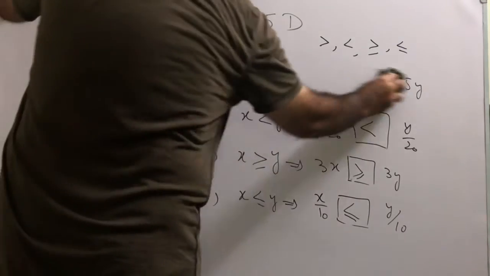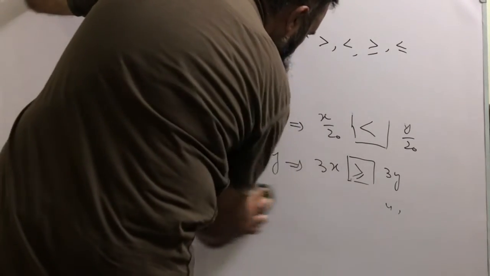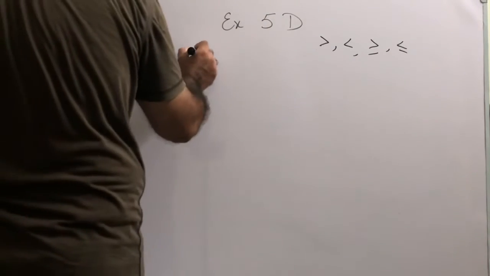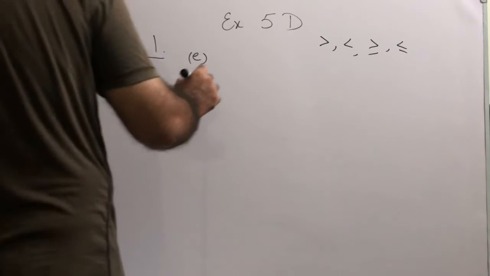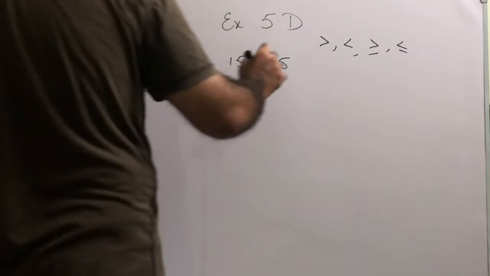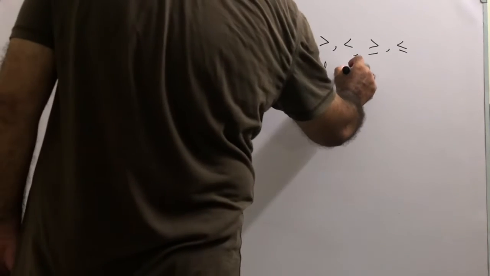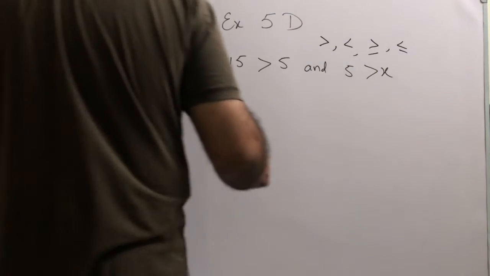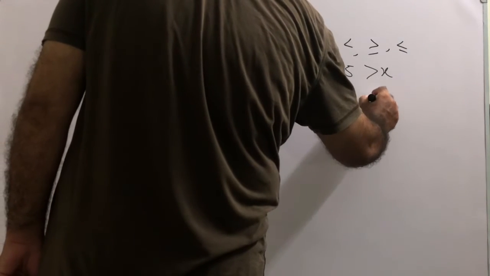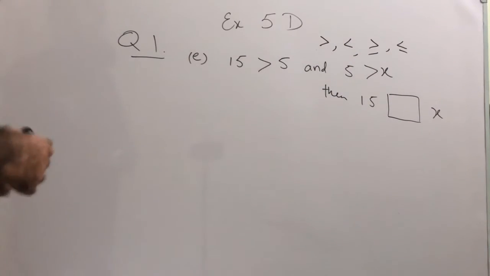Now we have completed A, B, C, D parts for question number 1. Now we'll be doing part E, which says if 15 is greater than 5 and 5 is greater than x, then we have to put the sign between 15 and x.